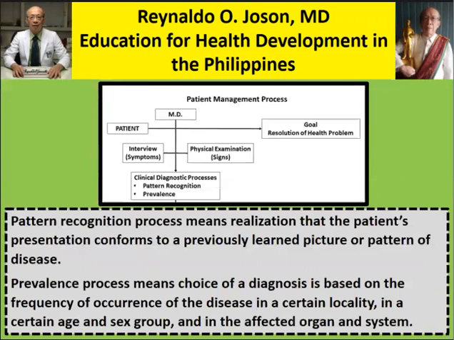Pattern recognition process means realization that the patient's presentation conforms to a previously learned picture or pattern of disease. Prevalence process means choice of a diagnosis is based on the frequency of occurrence of the disease in a certain locality, in a certain age and sex group, and in the affected organ and system.